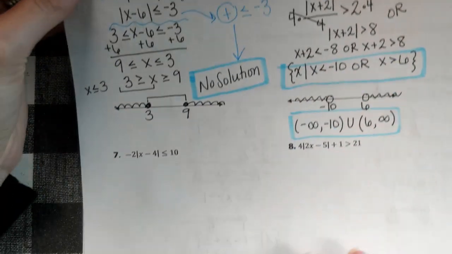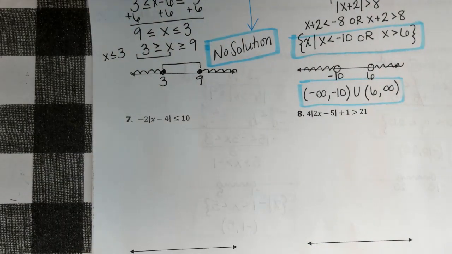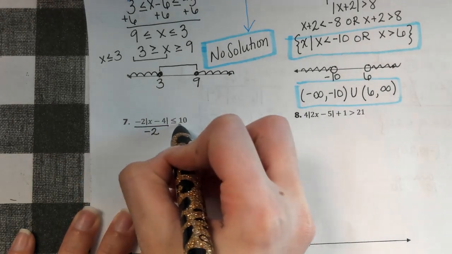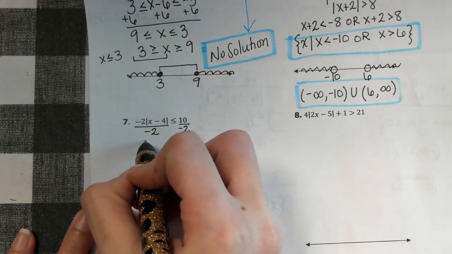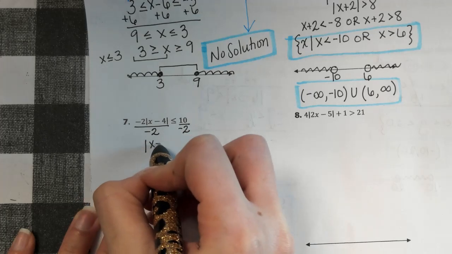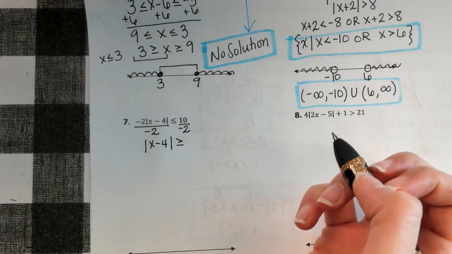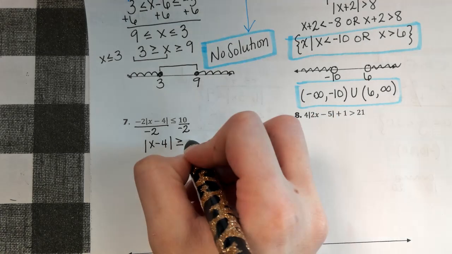All right, number 7. You divide by negative 2. So absolute value of x minus 4 is greater than or equal to 10 divided by negative 2, which is negative 5.